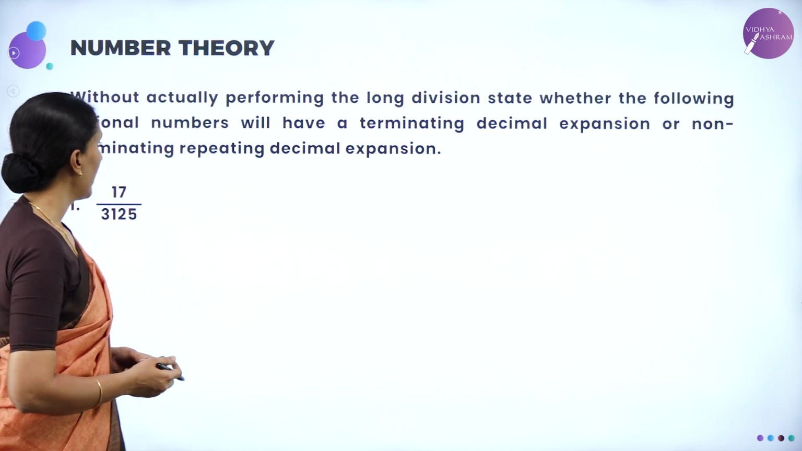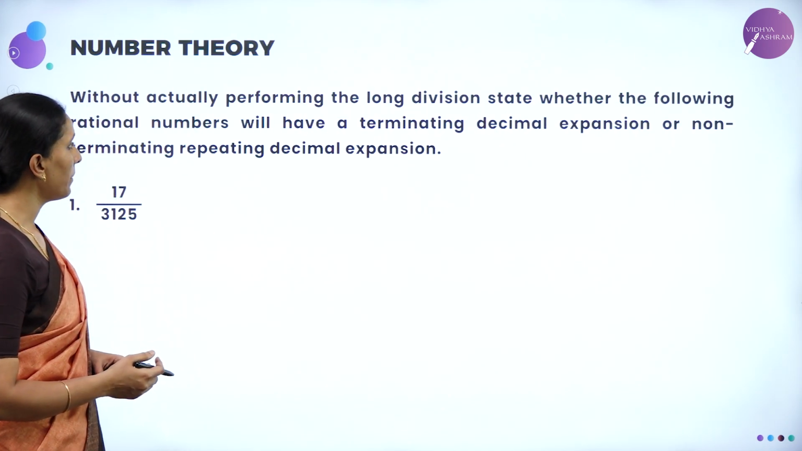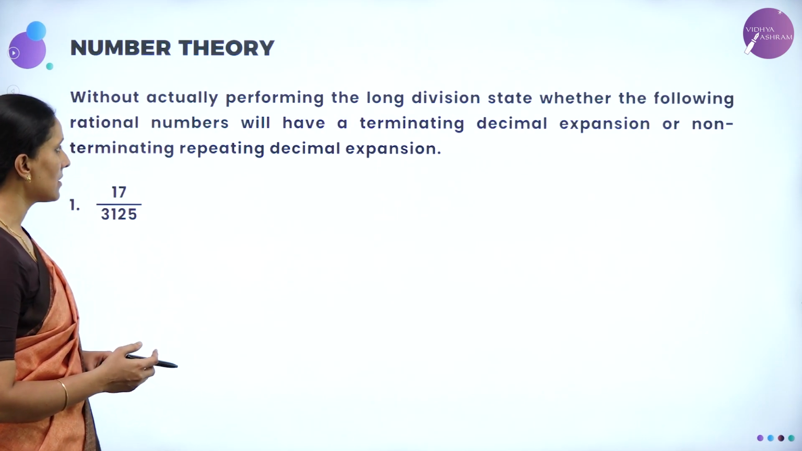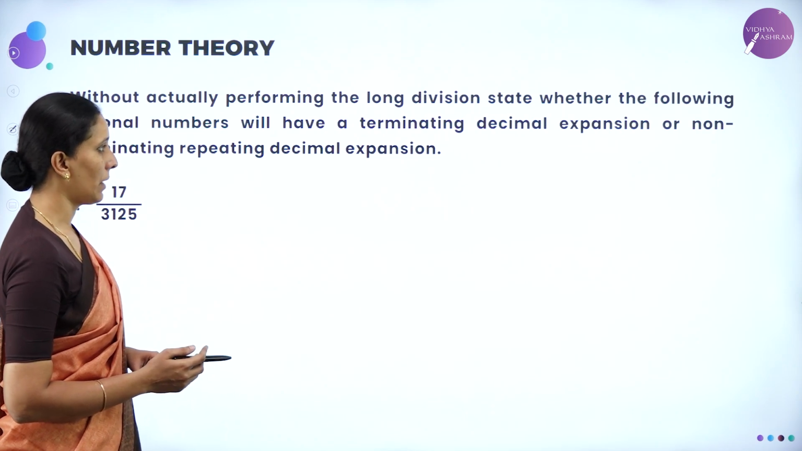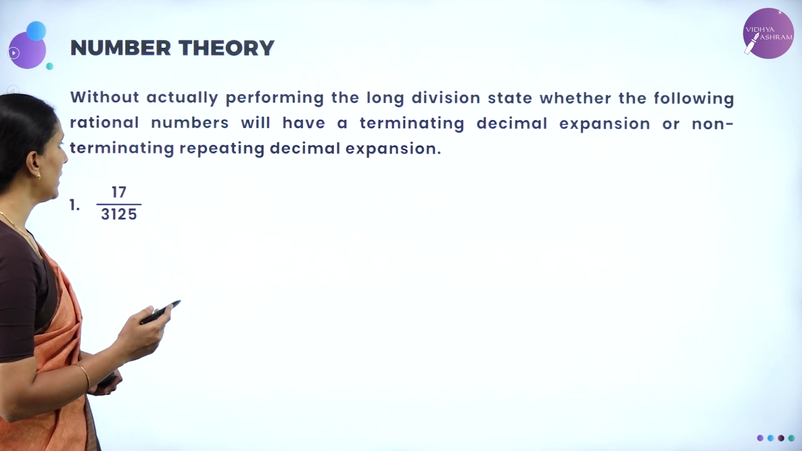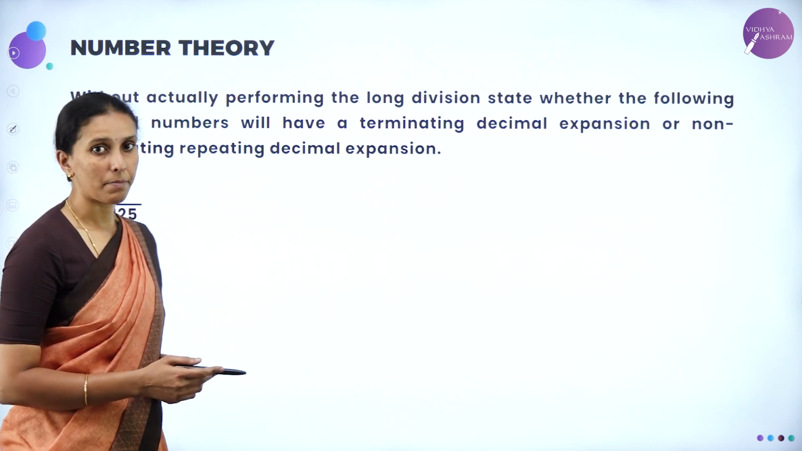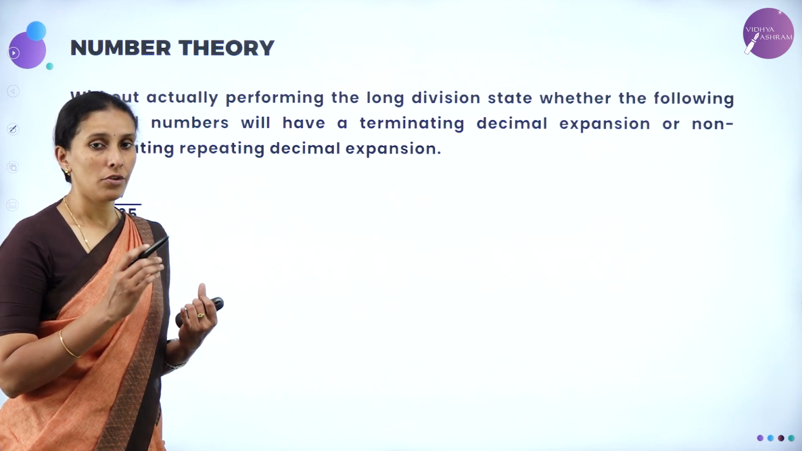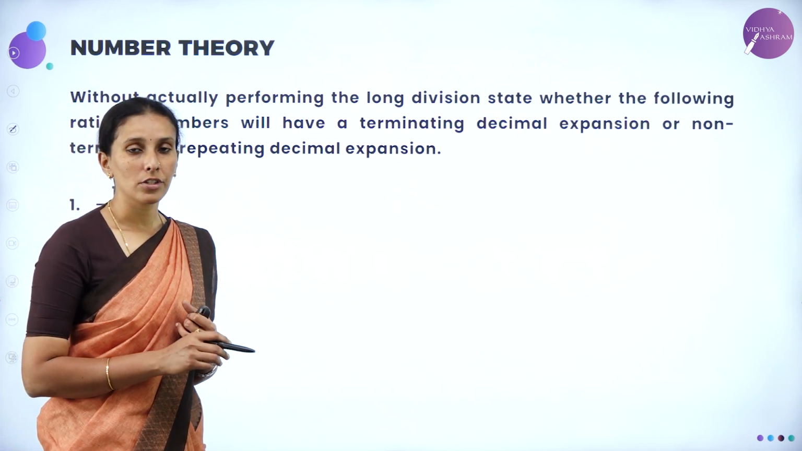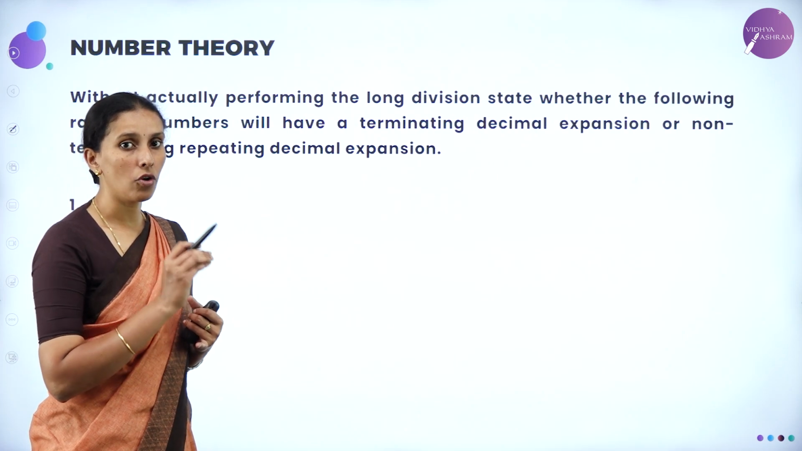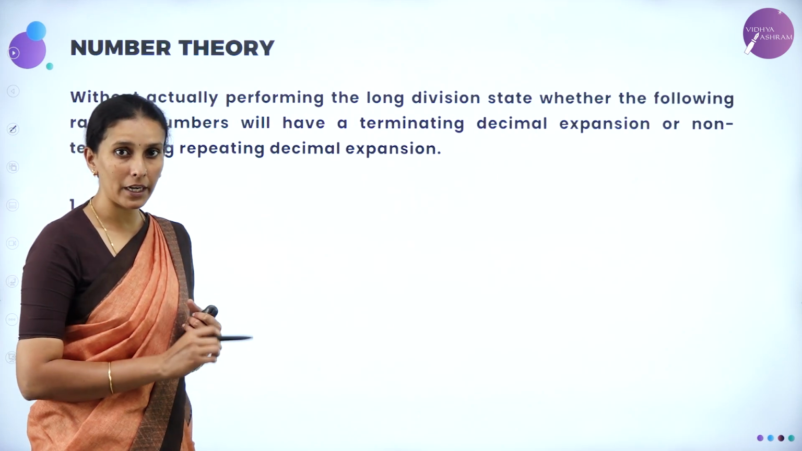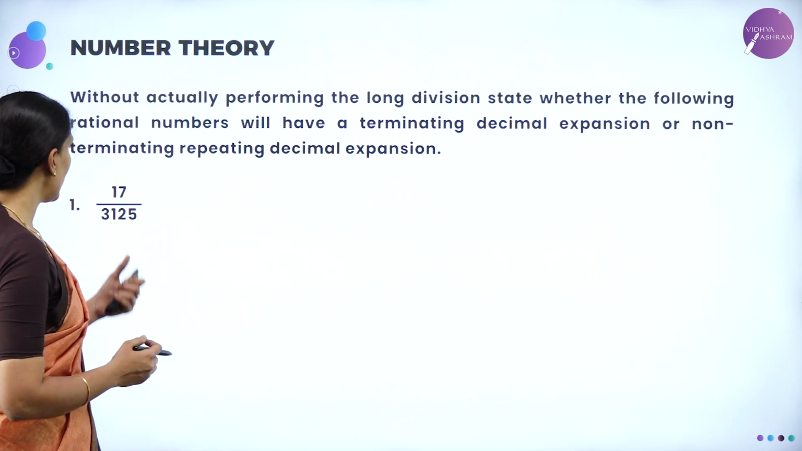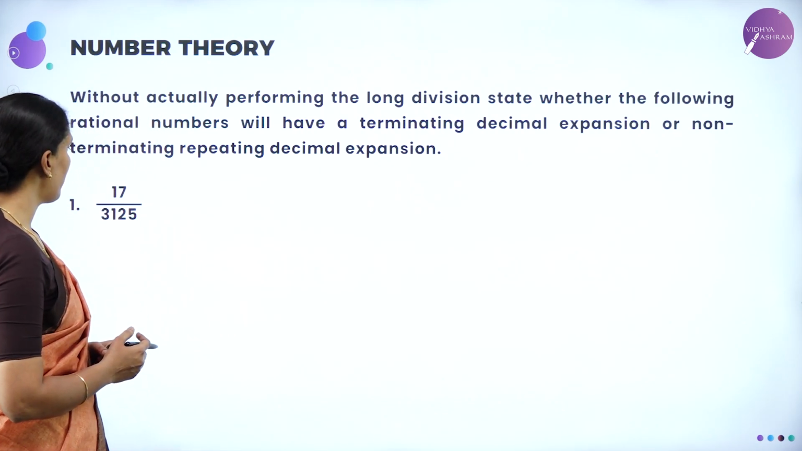Now, let's take an example here. Without actually performing the long division, state whether the following rational numbers will have a terminating decimal expansion or a non-terminating repeating decimal expansion. So, non-terminating means it has to be a recurring decimal expansion. So, note that a rational number always has a decimal expansion which is either terminating or non-terminating recurring. Now, let's see here 17 divided by 3125.